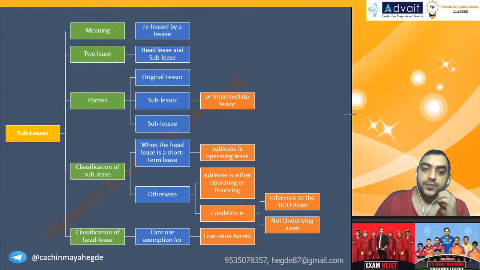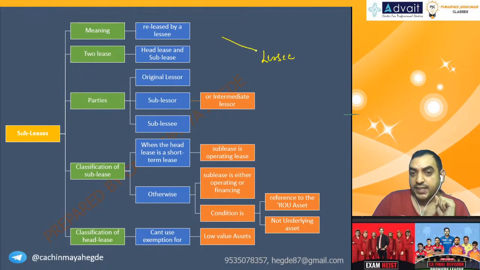Okay, sublease. Sublease means there are three parties. So one party, the lessee, will take the asset and he will give the asset. So he is a lessee and he is a lessor. He is both the parties. So as a lessee, he will recognize lease liability and recognize ROU asset.